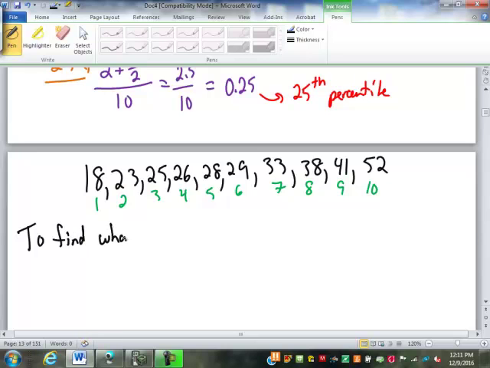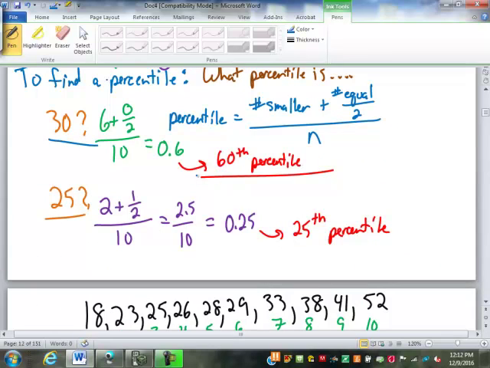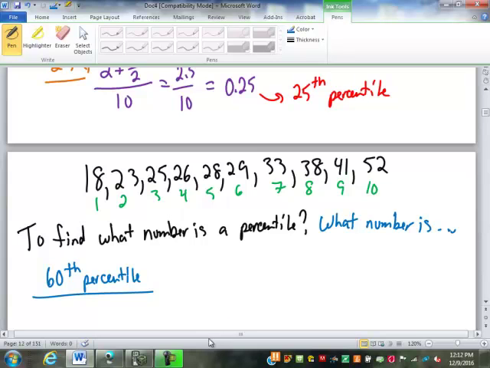Now let's find what number is a percentile. Well, let's find what number is the 60th percentile. Now up above, we just calculated that 30 would be the 60th percentile. But because this is a small set of data, what we calculate down here will probably not be the same. We're probably not going to get 30.